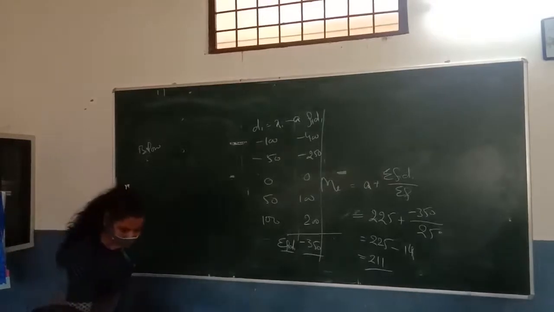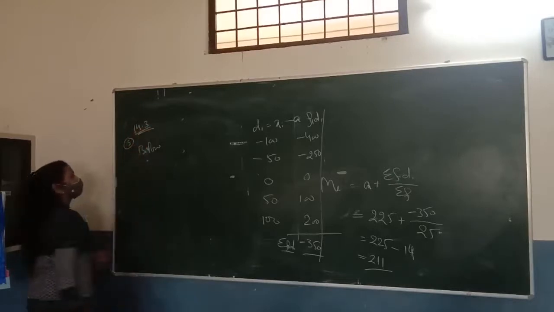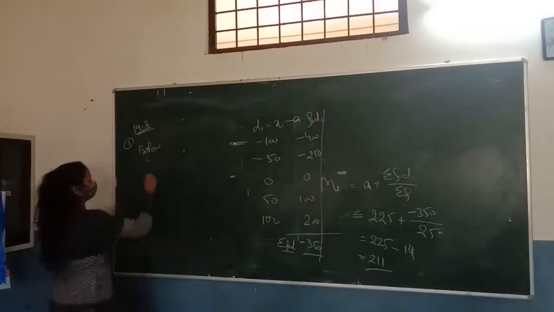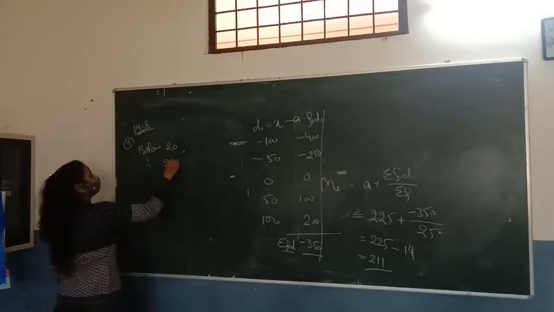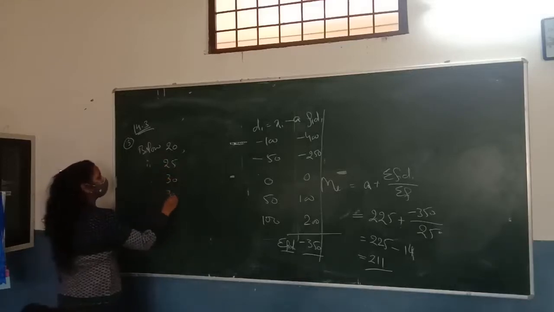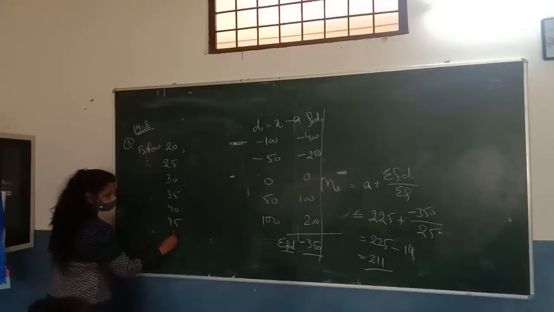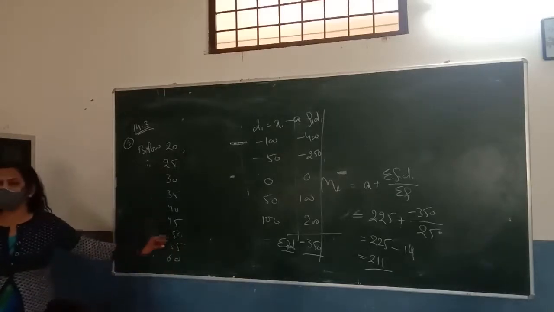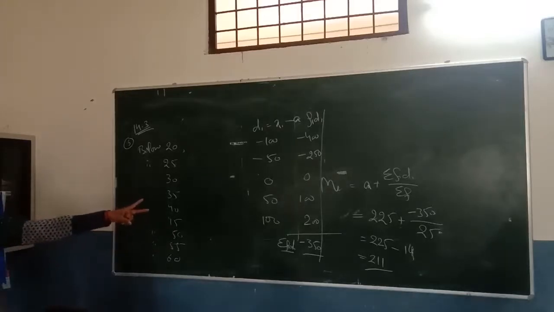So this is question number 3 from exercise 14.3, the median exercise. This is the less than table. We can say the less than table or the below table. Below 20, class size is 5. Below 25, 30, 35, 40, 45, 50, 55, and 60. This is the less than table. Have you all done this question? Yes, ma'am.